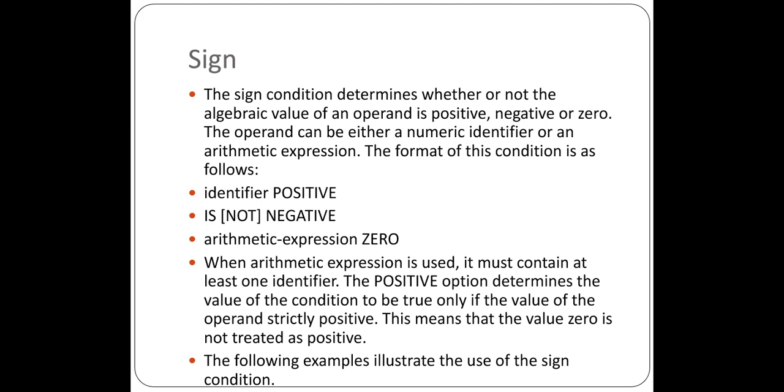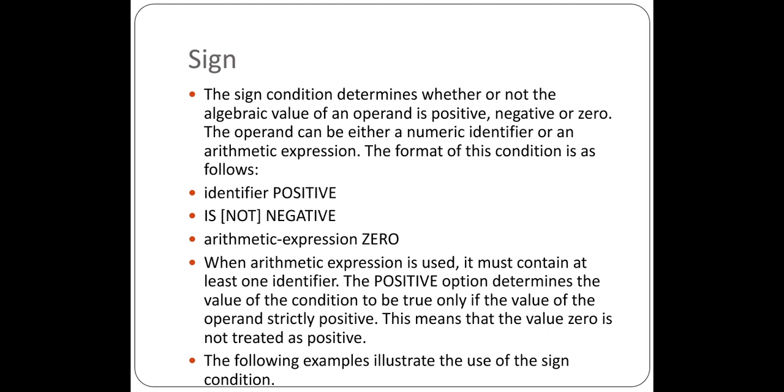So it's very simple. We are going to have an operand and we are going to check whether that particular operand is a positive operand or negative operand, or which is equivalent to zero. So for checking these things we are going to use a condition named the sign condition. So for this we have some general form.